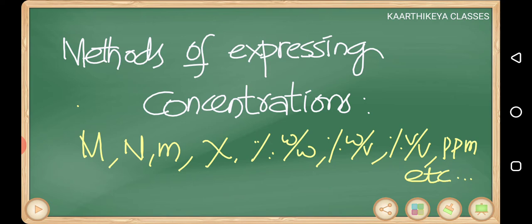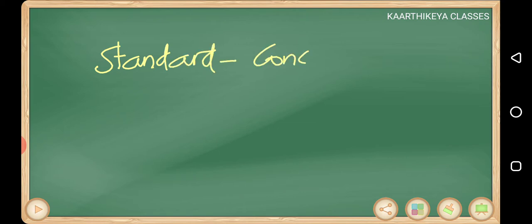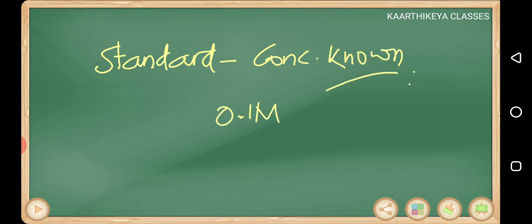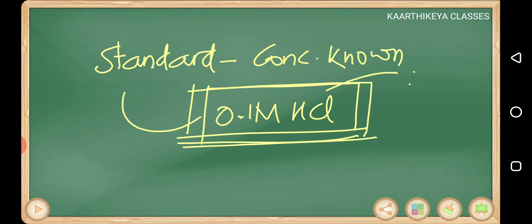We use some terms here like standard solution. Standard solution means, very simply, a solution of known concentration. In your questions it will be given like this: 0.1 molar HCl is supplied. When such terms are there, 0.1 means the concentration, and the concentration is known here. When the concentration is known, the solution is called a standard solution.